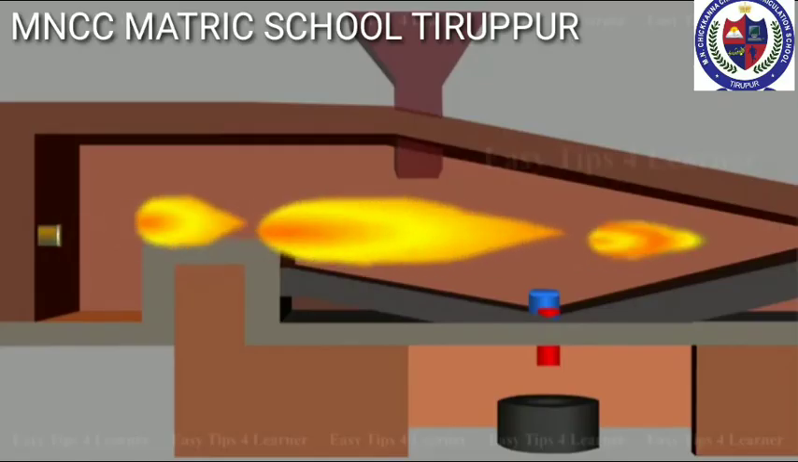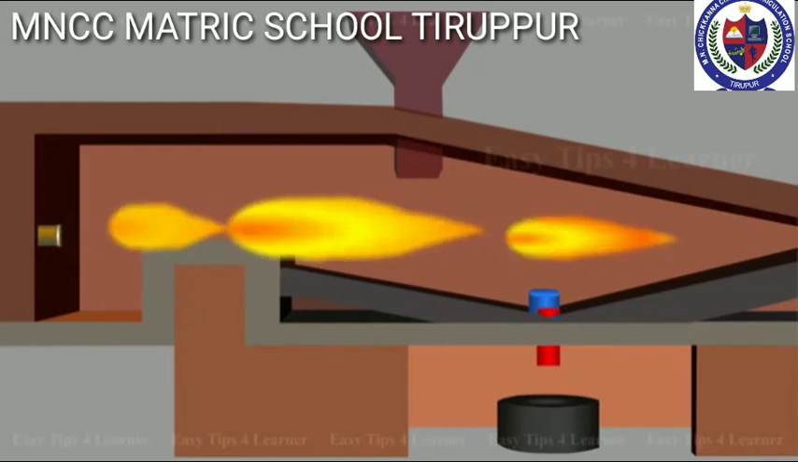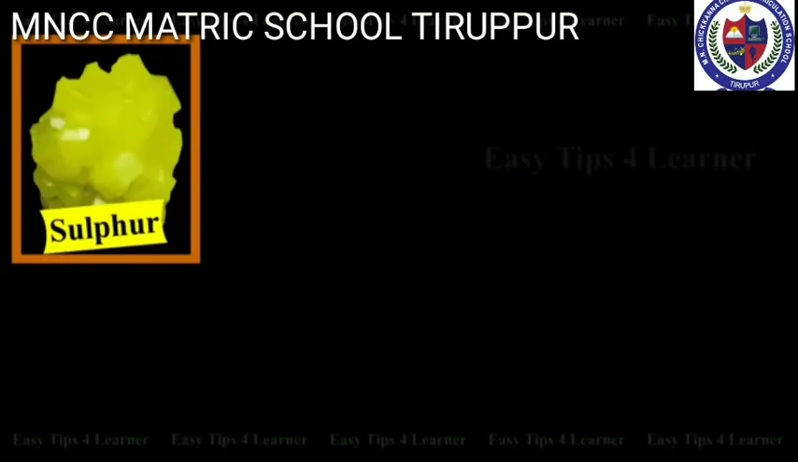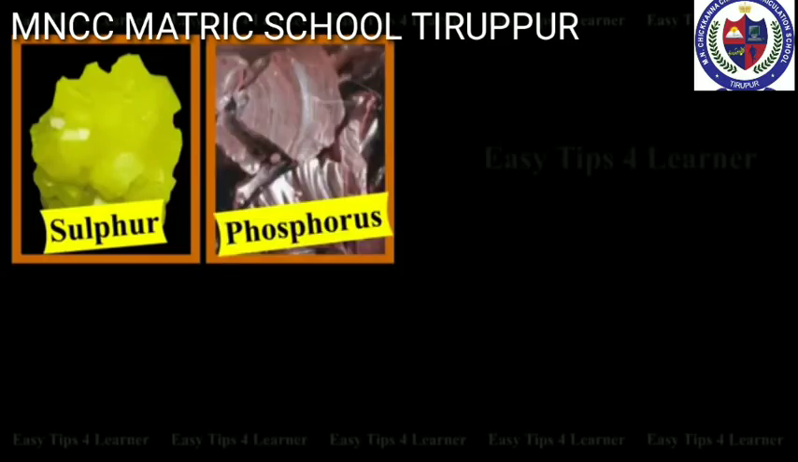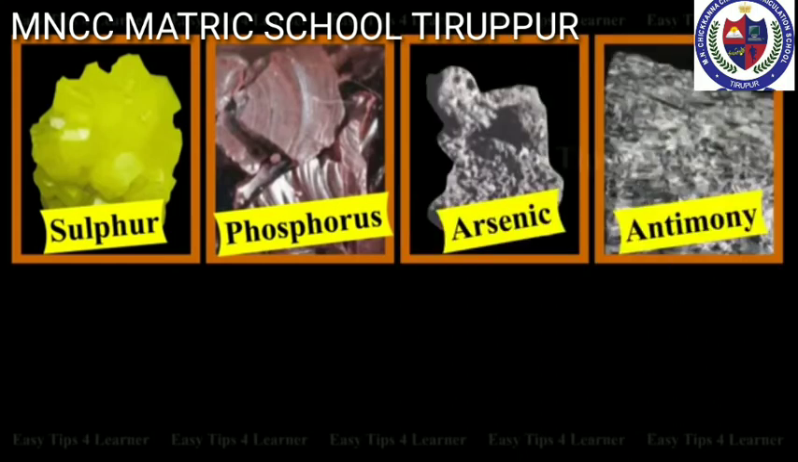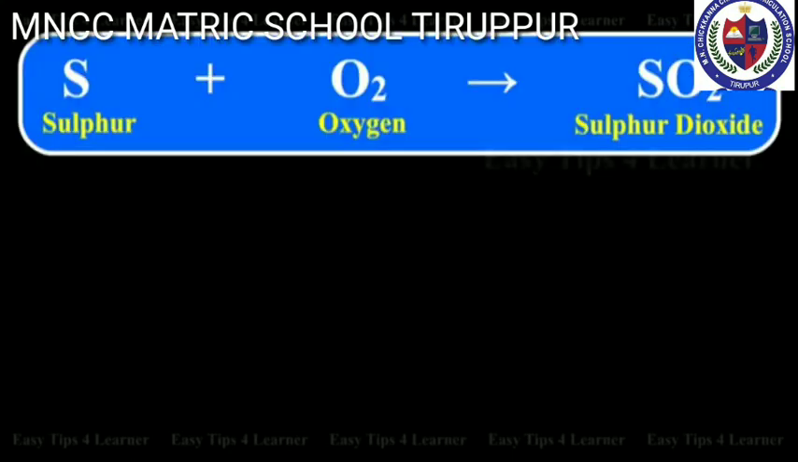Roasting method. In this method, the concentrated ore is roasted in excess of air. During the process of roasting, the moisture and volatile impurities are removed. Sulfur, phosphorus, arsenic and antimony are removed as oxides. Copper pyrites is partially converted into sulfides of copper and iron.